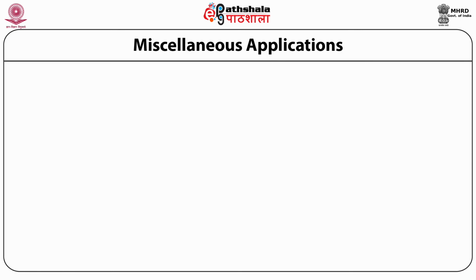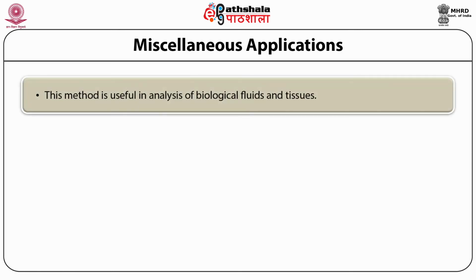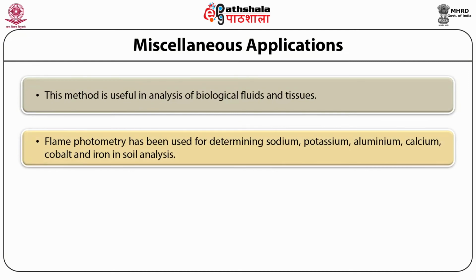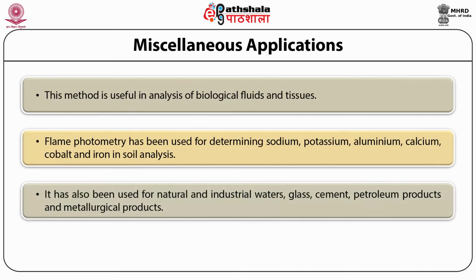Miscellaneous applications. Flame photometry is very important in the analysis of biological fluids and tissues. In these, elements like sodium, potassium, aluminum, calcium, cobalt, and iron are detected by flame photometer. Flame photometry has been used for determining sodium, potassium, aluminum, calcium, cobalt, and iron in soil analysis. It has also been used for natural and industrial water, glass, cement, petroleum products, and metallurgical products. Boron has been determined in various types of organic compounds.